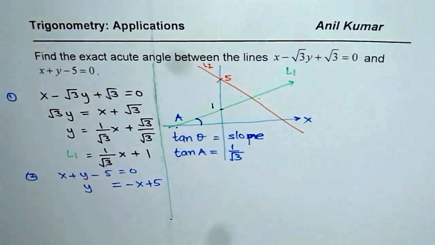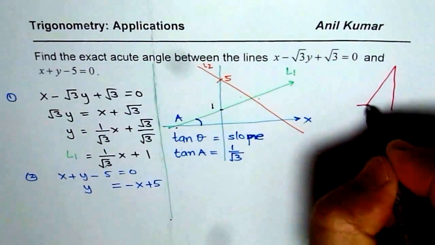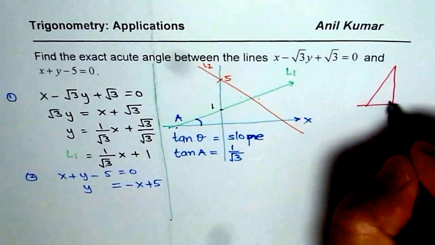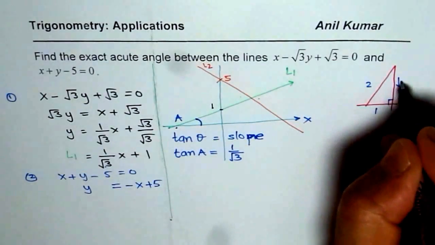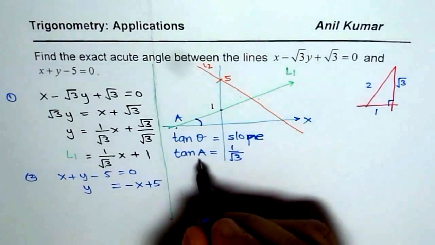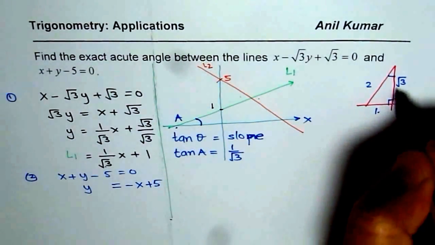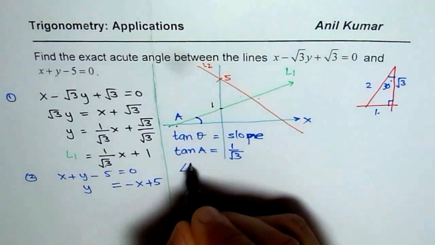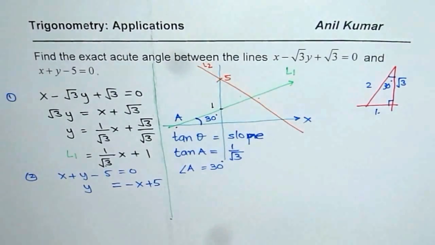Now, if you can use a calculator, find the answer. You could also use special triangles. The special triangle for 1 over square root 3 is the 30, 60, 90 degrees triangle. It is good to review these things side by side. You can always use a calculator and quickly get the answer. So you have 1, 2, and square root 3 as the sides. When I say tan A is 1 over square root 3, I'm looking for this angle, and that angle is 30 degrees. So angle A is 30 degrees.